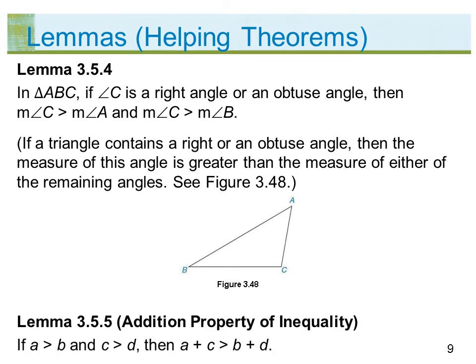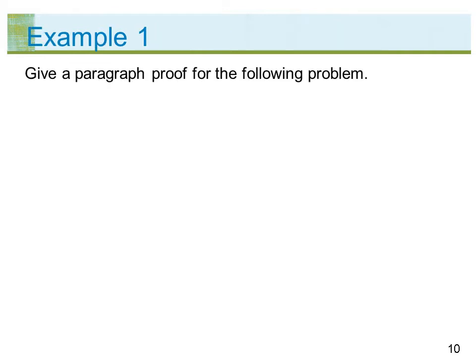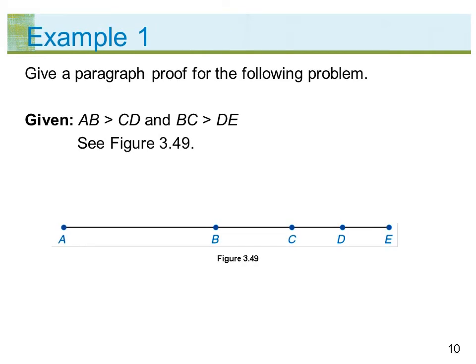Lemma 3.5.5, the addition property of inequality: If A > B and C > D, then A + C > B + D. Give a paragraph proof for the following problem. Given: AB > CD and BC > DE. See Figure 3.49. Prove: AC > CE.